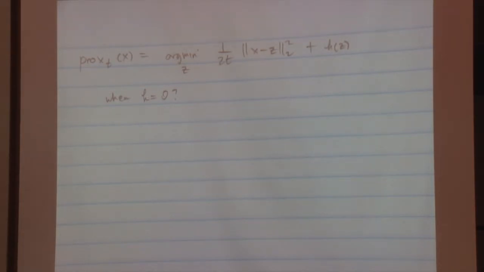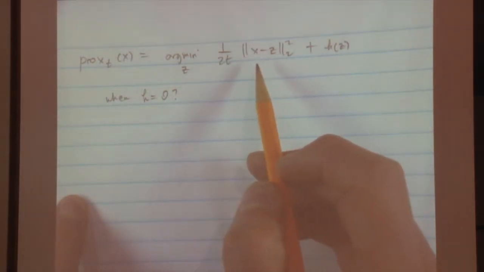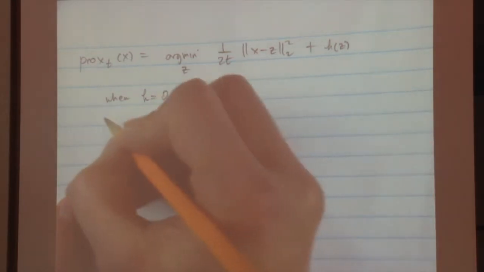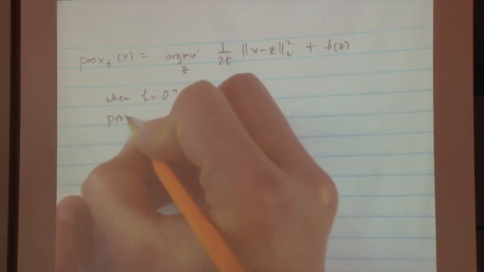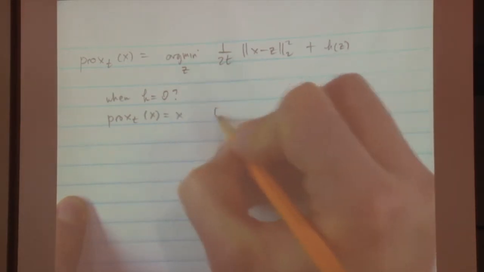Yeah, right? The answer is just x. It is a quadratic, that's right. But what's the point z that's closest to x? It's just x. So when that's true, the proximal operator at any level t is just the identity mapping.